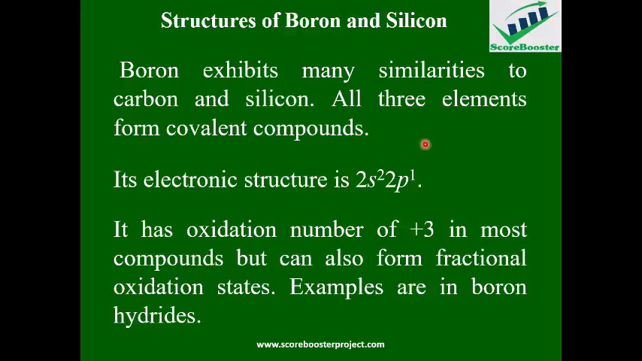The electronic structure of boron is 1s2 2s2 2p1, as we have discussed in our earlier subject. Boron has 5 electrons, so the first 2 occupy the first shell, then the last 3 the last shell. So it has an oxidation number of +3 because of these 3 electrons in the outermost shell in its compounds, but it can also form fractional oxidation states because of the imbalance between the valence orbitals and the valence electrons. That imbalance gives it extra instability.